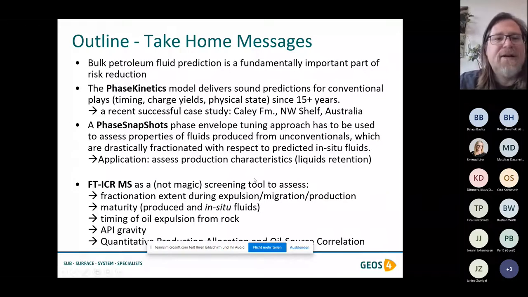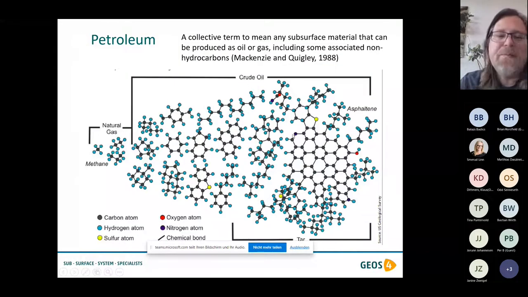But okay, let's start with the definition of petroleum. It is a collective term to mean any subsurface material that can be produced as oil or gas, including some associated non-hydrocarbons. Chemically, it can be viewed as a continuum from very small, gaseous compounds like methane, to very large compounds like asphaltenes.